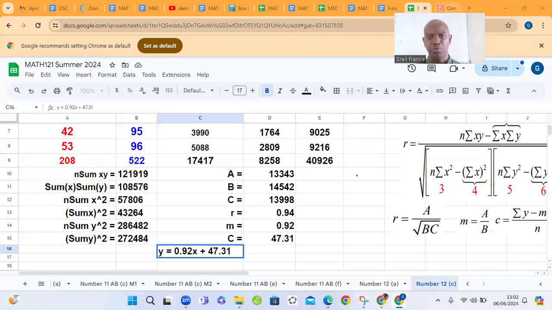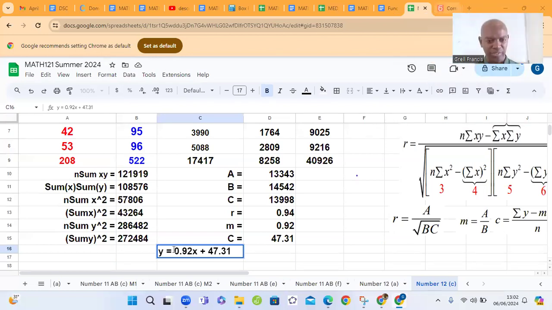So here we have written the equation, y is equal to 0.92x plus 47.31. And we can modify this formula because y is score and x is hours. So we can actually use those words to particularize this formula, because y and x are generalized letters. But to be specific, we're going to use score and hours.